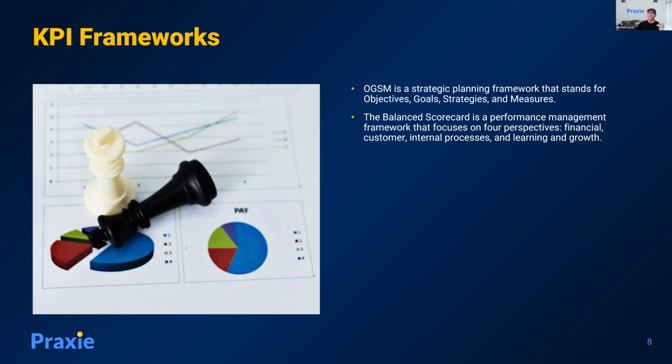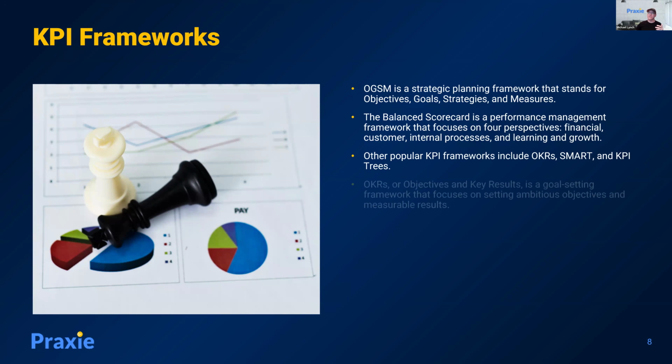Financial, customer, internal processes, and learning are the general areas in balanced scorecard. By the way, we have frameworks for all of these as part of our platform as well. I'll be showing you KPIs, but we have frameworks for all of these as well. Other popular KPI frameworks: OKRs, SMART, KPI trees.